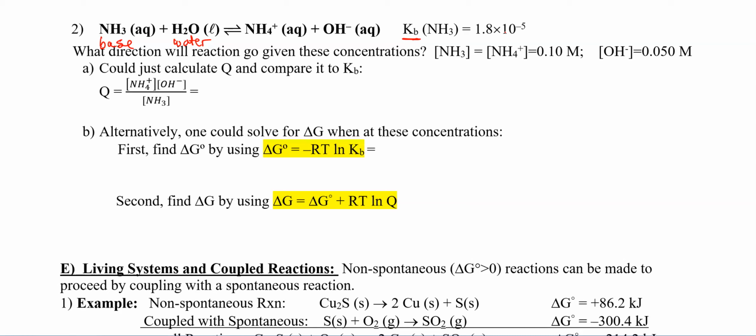All right, so this question: what direction will the reaction go given these conditions? I'm giving you these conditions. It's not standard, and we're going to eventually try to solve for the delta G. So first we need to find Q because we're not at standard conditions. Q is products over reactants, just like we've always had. In this case, we're just going to plug in those conditions. The NH4 plus is 0.10 molar, OH minus is 0.050 molar, over the NH3, 0.10 molar. Okay, calculate that out.